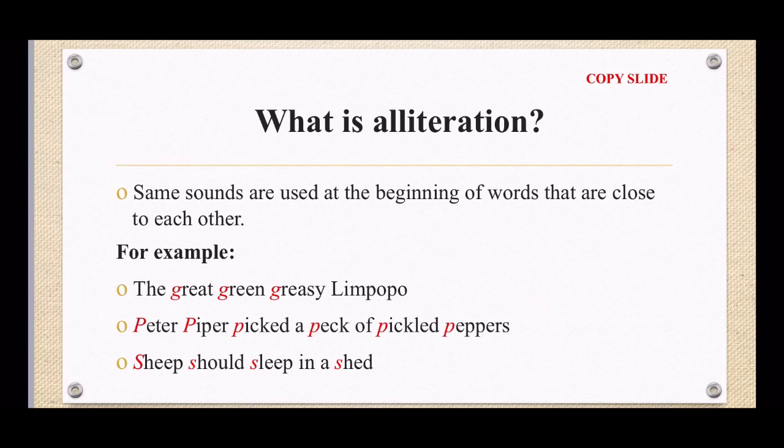The second example we have is Peter Piper picked a peck of pickled peppers. There's a bit of a tongue twister, but once again you can see the beginning of each word has the same letter. And the last example, sheep should sleep in a shed. And again, the first letter of the word has the same letter. They all start with an S, right? So here we can see how the beginning of these words are all close to each other. And it's a bit of a tongue twister, right?